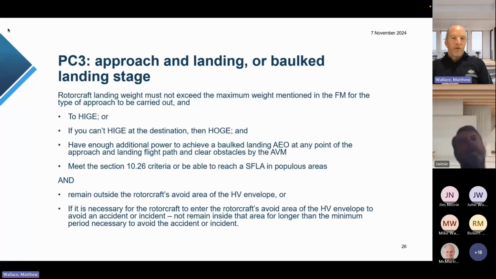And again, meet the requirements of 1026, or be able to achieve a suitable forced landing in a populous area. So if we're not meeting the requirements of 1026, then what we'll be able to do instead of that is reach a suitable forced landing area. And again, minimising our time, trying to avoid the HV envelope. If we need to go inside, then for the minimum time.